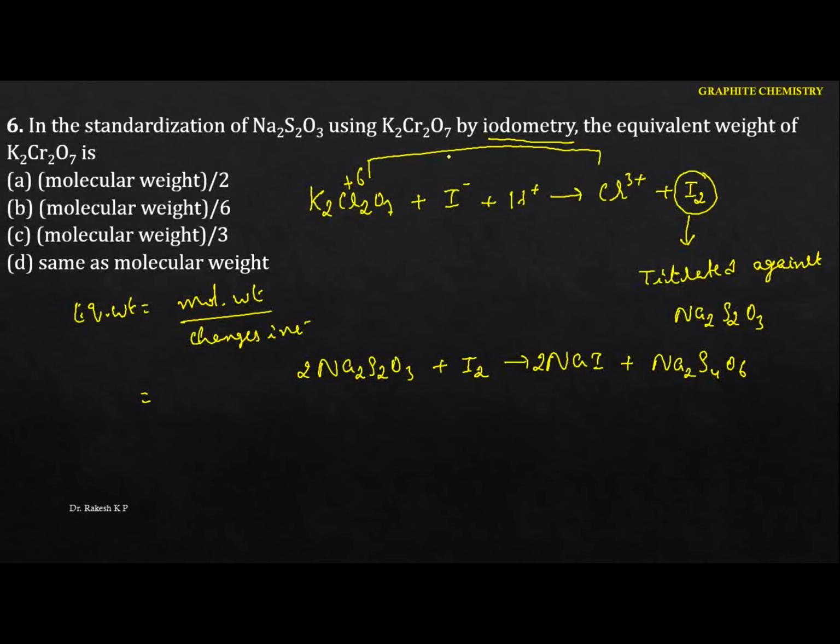So what is the change here? Three electrons will be changed, but remember that there are two chromium atoms. One chromium atom gains 3 electrons, so two chromium atoms gain 6 electrons. That means the change in electrons is 6. Hence the equivalent weight is equal to molecular weight divided by 6. This will be the equivalent weight you get. Hence in this case the option will be B. So next one.